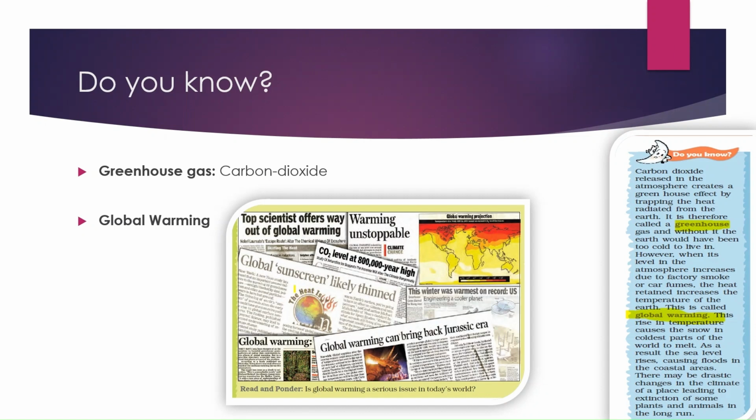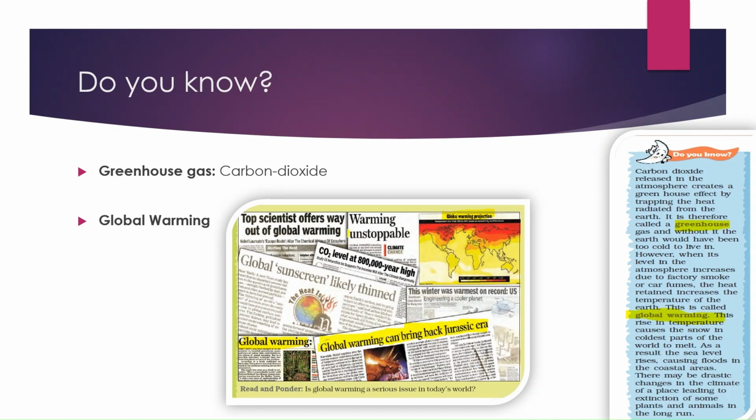What is global warming? Global warming is the rise in the temperature that causes the snow in the coldest parts of the world to melt, and because of this, the sea level rises, which results in floods in the coastal areas. So, there may be drastic changes in the climate of a place, leading to the extinction of some plants and animals in the long run. So, global warming is a very big problem.